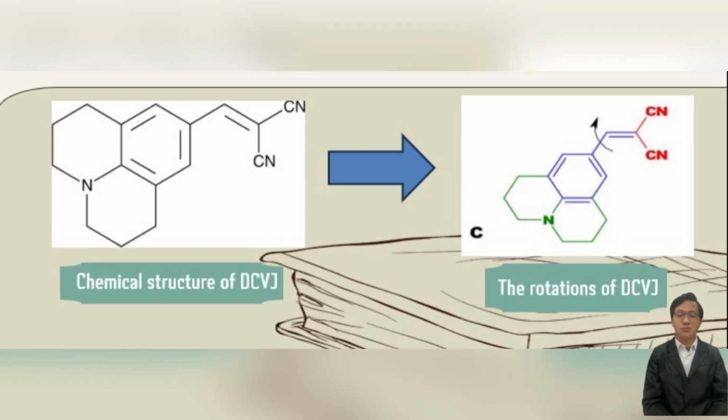For the first part of the literature review, let's first dive into the rotational aspect of the DCVJ molecule, which is crucial for understanding its behavior in various environments. Here we see the chemical structure of DCVJ. This compound is characterized by its julolidine core, which is a fused ring system, and the dicyanovinyl group attached to it. The nitrogen atom is part of the julolidine core, and the two cyanide groups are attached to the vinyl group. In the second diagram, we observe the rotational axis within the DCVJ molecule. The rotation primarily occurs around the single bond that connects the julolidine moiety to the dicyanovinyl group. This single bond allows for the rotation of the dicyanovinyl group relative to the julolidine core.